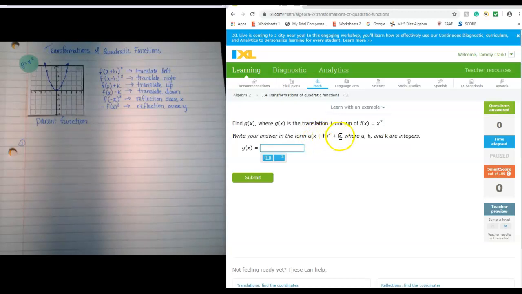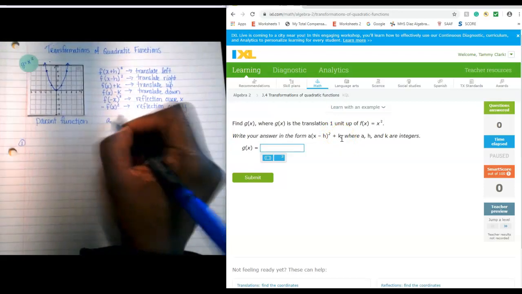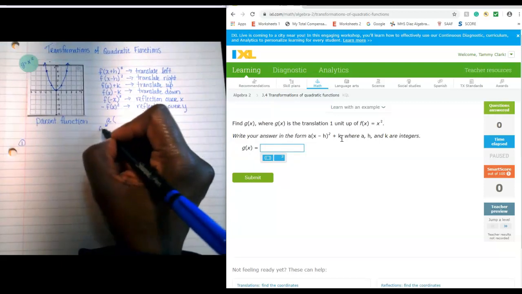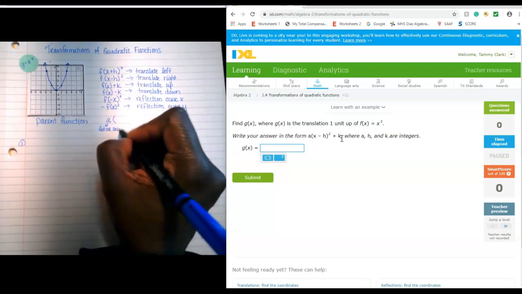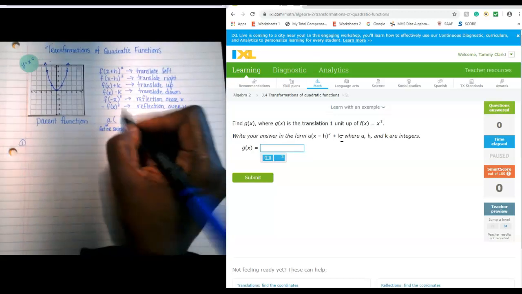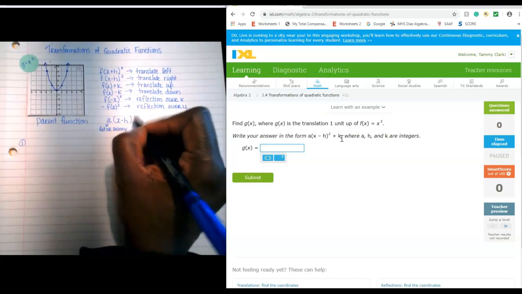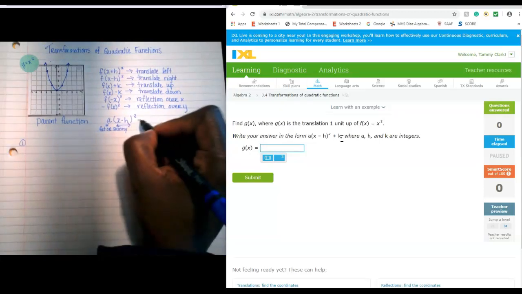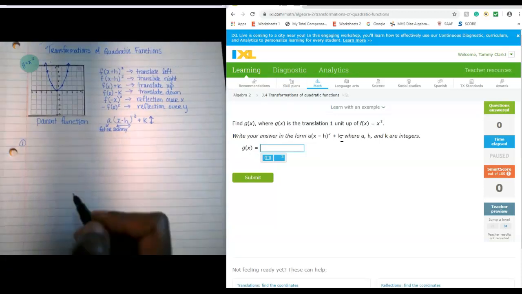And then this K is how the function moves up or down. So let me write that so that you know what we're looking at. A is how fat or how skinny. X minus H, and they're using H, so I'll use that as well, is a left or right movement, plus K is an up or down movement.